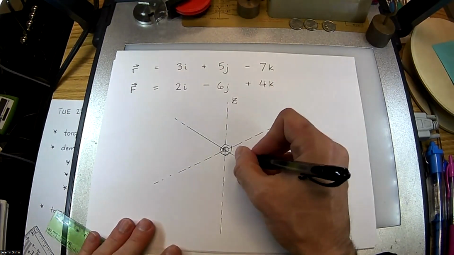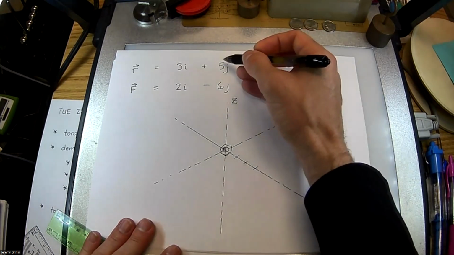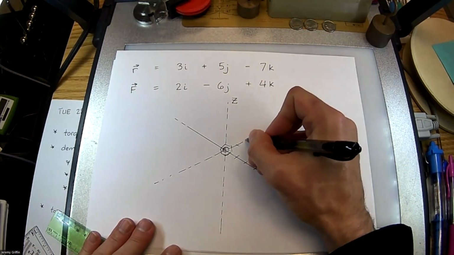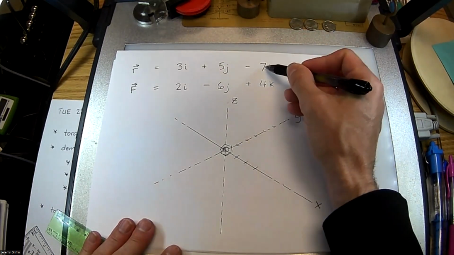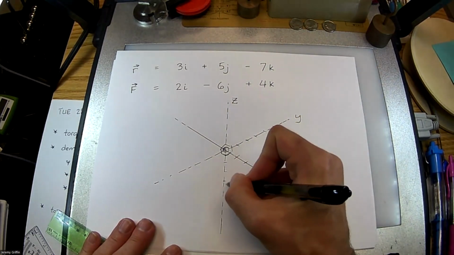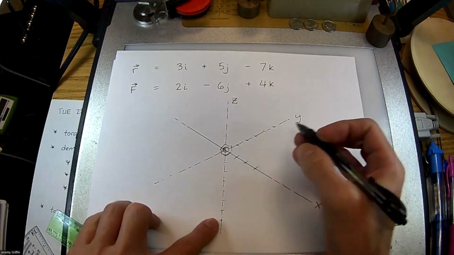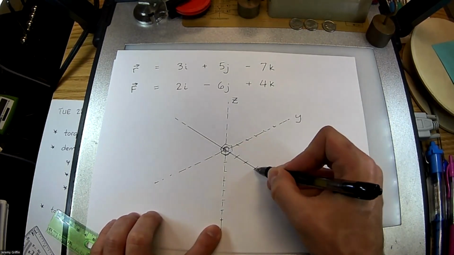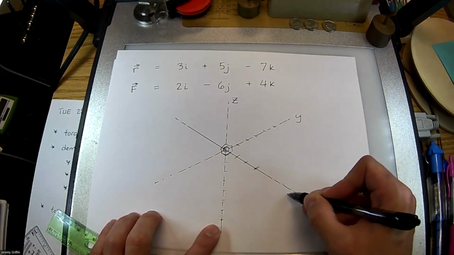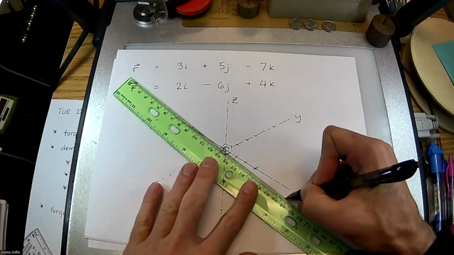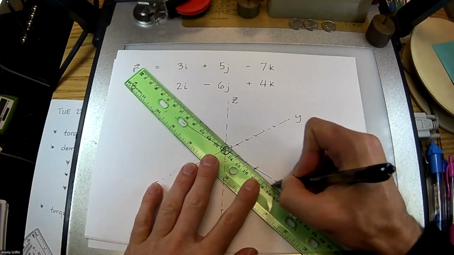So if I go 3 in the x direction, point, point, point. 5 in the y direction, point, point, point, point, point. And then -7 in the z direction, 2, 3, 4, 5, 6, 7. Right? Think of this here. Go 3, 5, down 7. That would be like the end of the wrench is right here. So here's the end of the wrench.